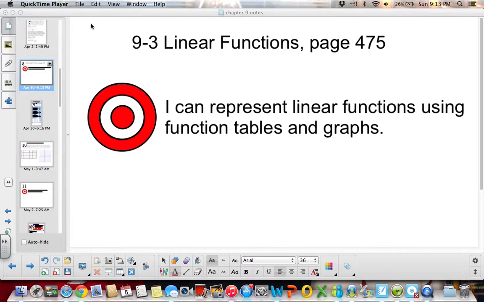Hi, 7th graders. We're on lesson 9.3, which is linear functions. It starts on page 475 in your textbook. Our learning target is being able to represent linear functions using function tables and graphs.